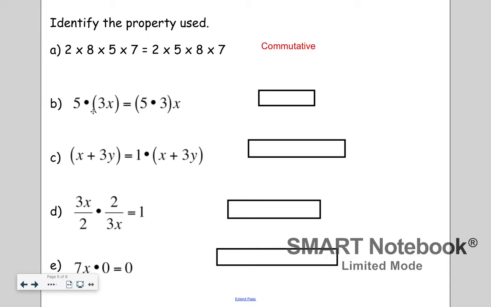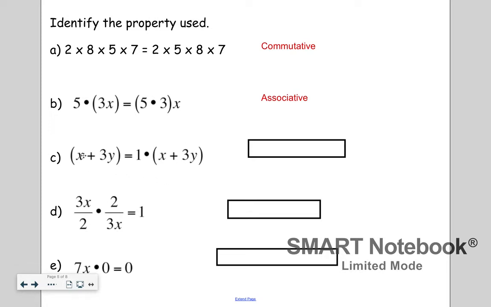In letter B, I see the same order on both sides. So the order didn't change, but on the left side, I've grouped the 3 and the x, and on the right side, I grouped the 5 and the 3. So notice the order didn't change, but what I grouped together in parentheses, what I associated, changed. So this one is the associative property.